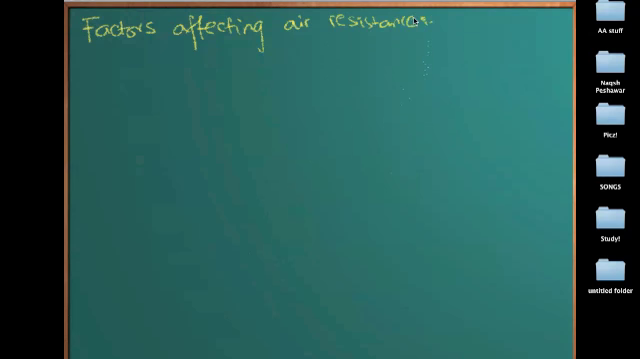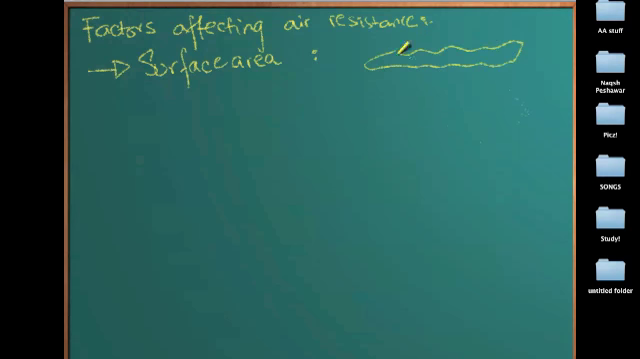So there are some factors affecting air resistance. First of all, surface area. Now you have to understand this. Surface area is, let's say, the area exposed, or the amount of region exposed to air. So if there is more region exposed to air, there will be more little guys here pushing upwards, compared to an object with a lesser surface area.